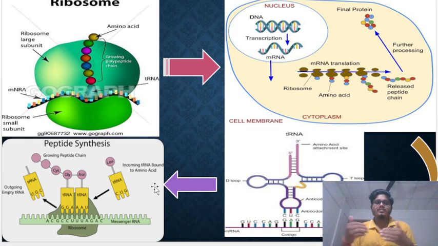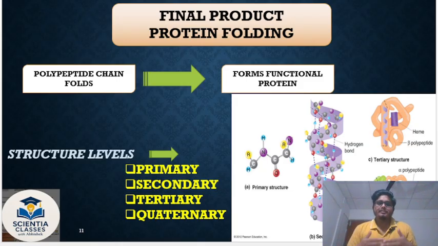Here is the diagram, and it translates that sequence. The ribosome will read and decode the sequence, and with the help of tRNA, it can make a long chain of amino acids. After the long chain, it becomes a polypeptide chain. After some time it will fold and make a folded structure. Here you can see they form a functional protein.